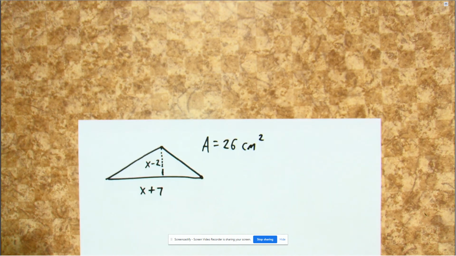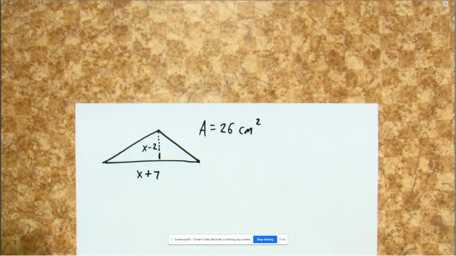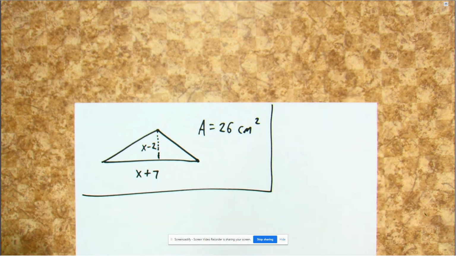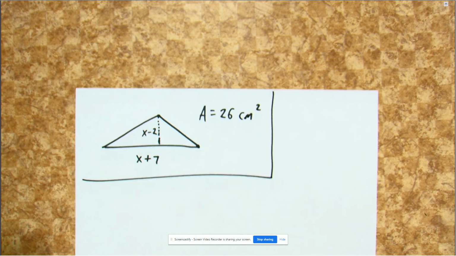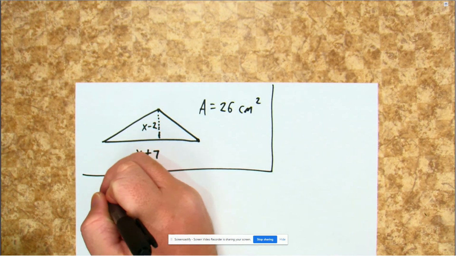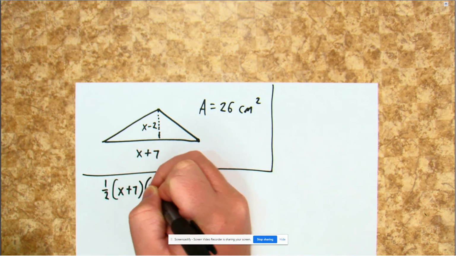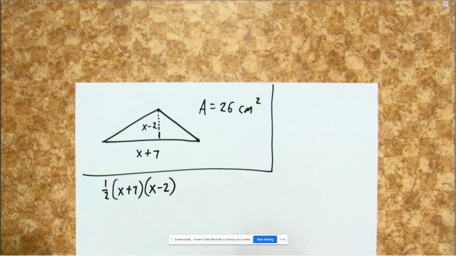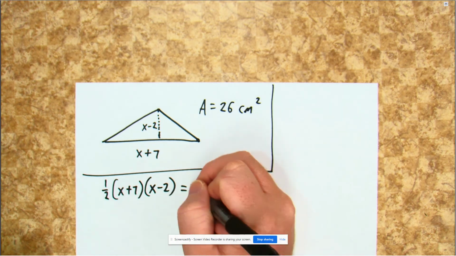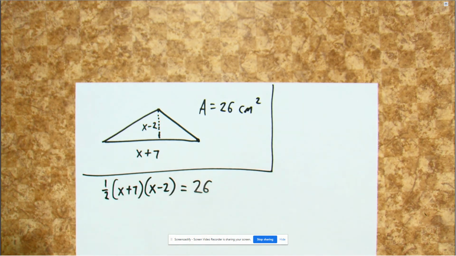Now, if you remember geometry, the area of a triangle is nothing more than 1/2 base times height. A lot of people forgot that 1/2. So 1/2 base times height equals area. This is the proper setup to the problem.